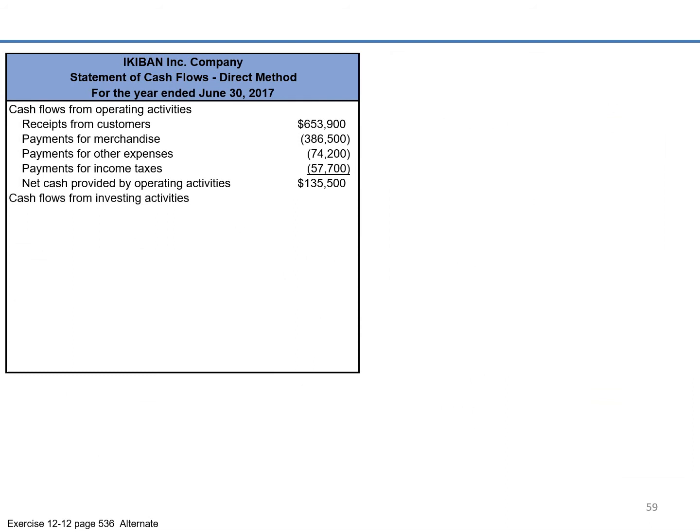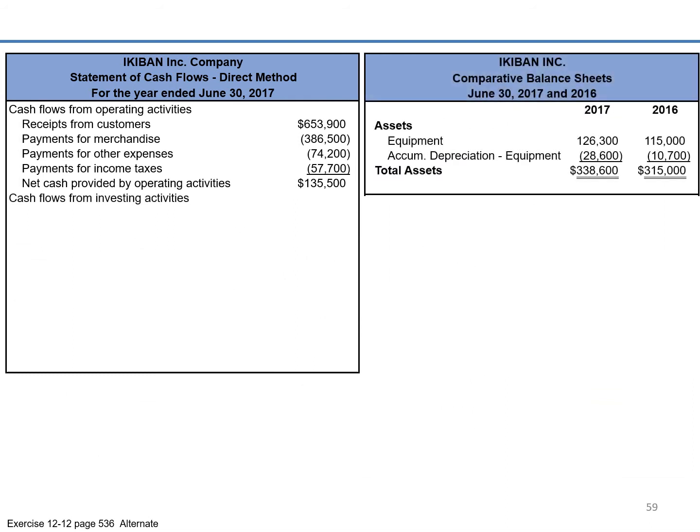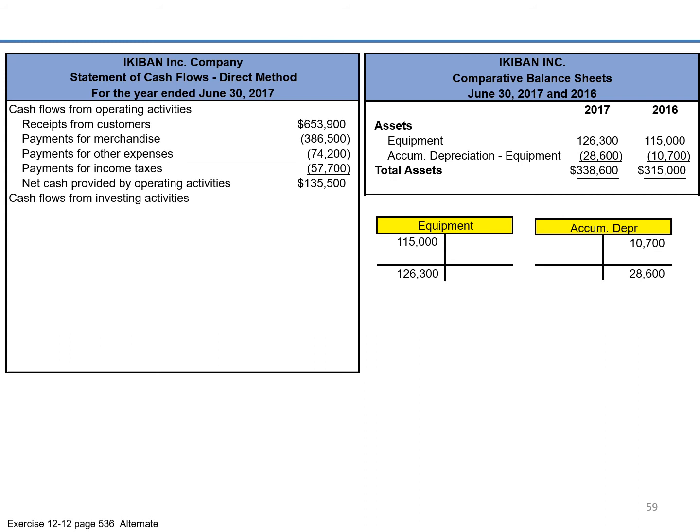All right, so now if we look at our investing activities, we've got equipment and accumulated depreciation. So we started at $115,000 of equipment. We ended at $126,300. We started at $10,700 in accumulated depreciation, and we ended at $28,600. They tell us we bought new equipment for $60,100 cash, so we're going to reduce our cash flow from investing by that amount. And we're going to add that to the left side of our T account, right? Because we would have debited equipment and credited cash, right?